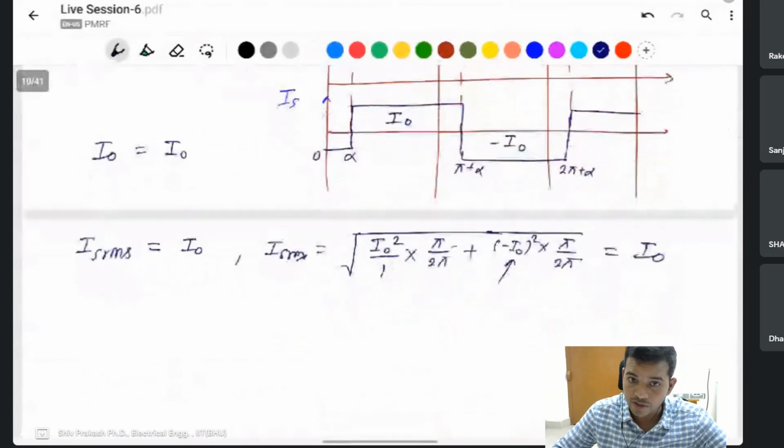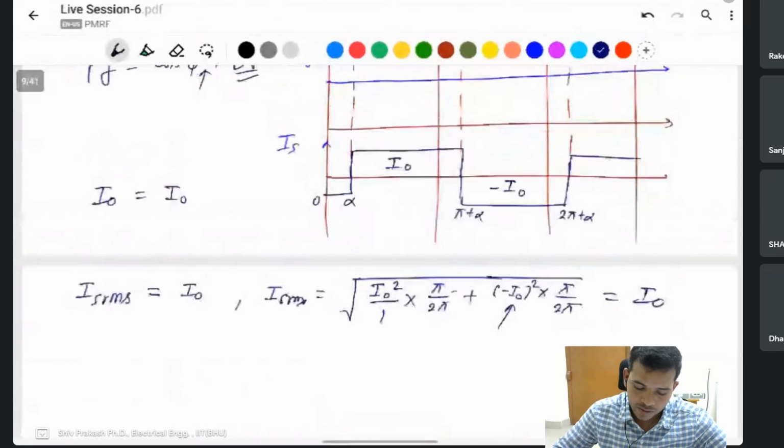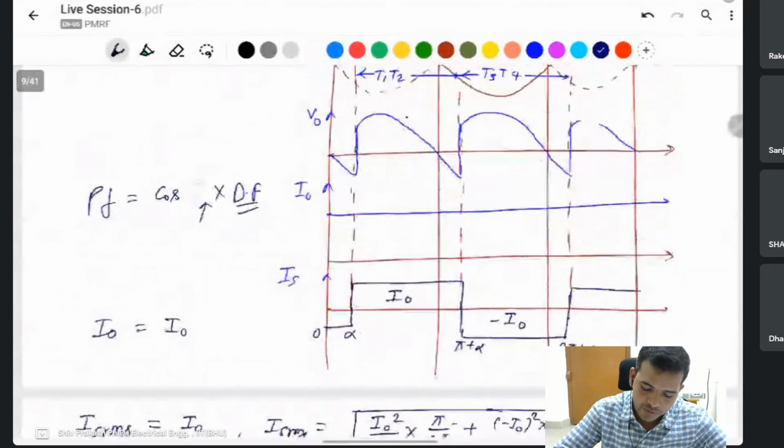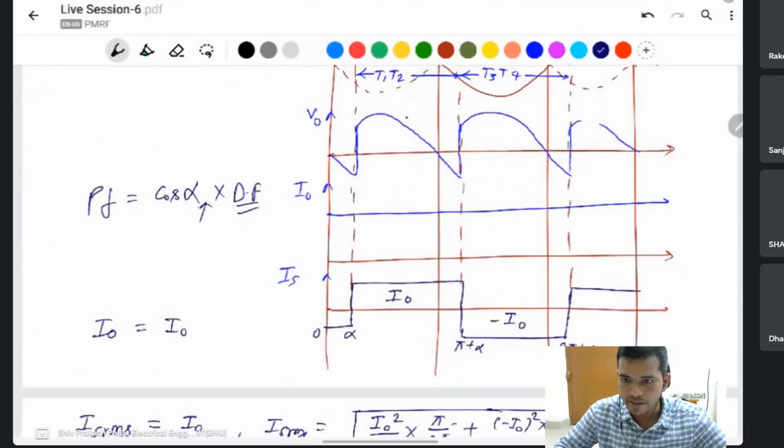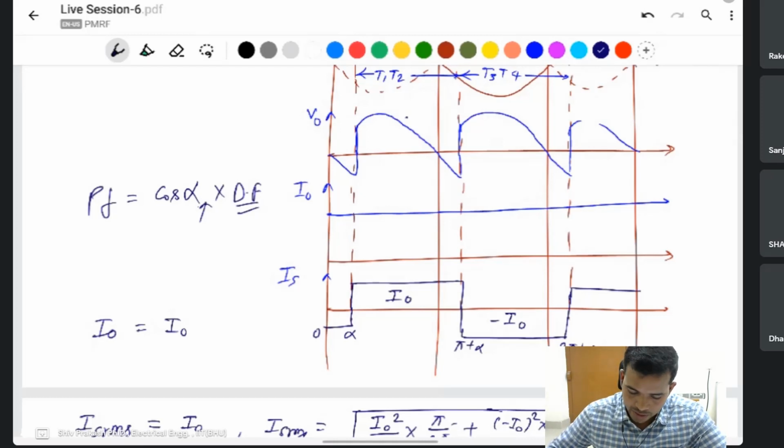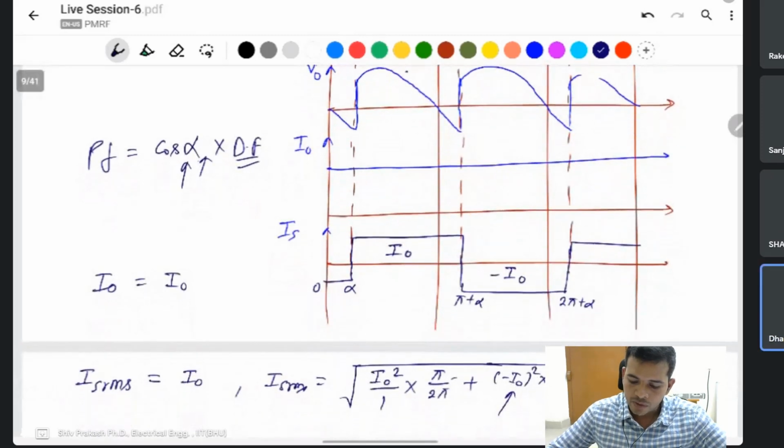Then what is the distortion? Cos alpha, right? Yes, this one is cos alpha. Phi is written as the angle difference between two signals only. But here cos alpha is the power factor distortion. That cos alpha is the fundamental power factor, sir. Yes, this one is the fundamental power factor. If you calculate this one, you can do Fourier analysis.